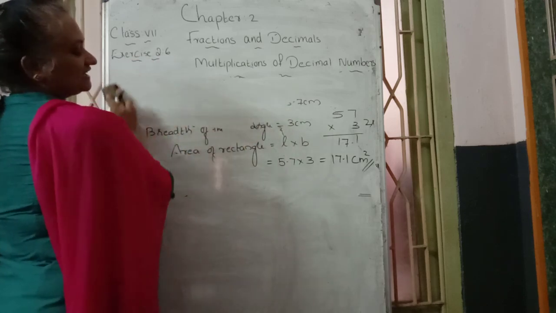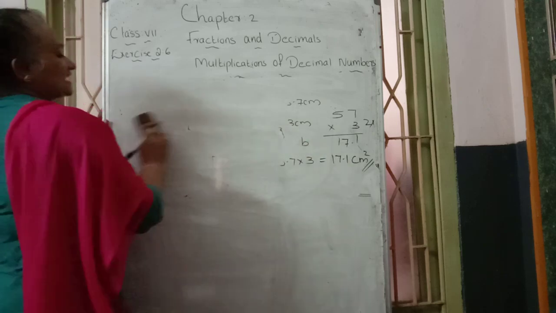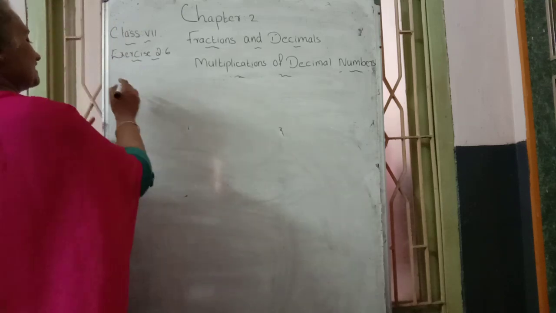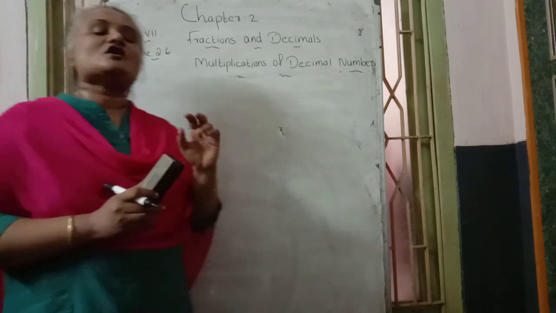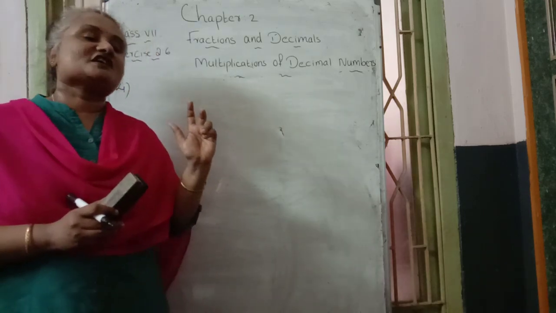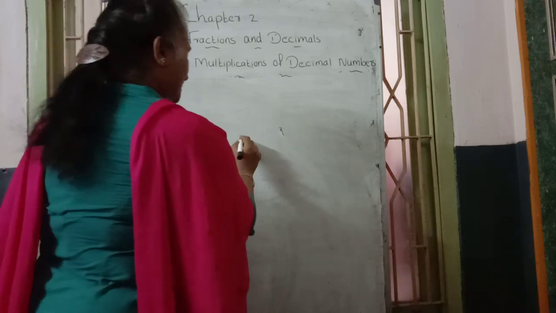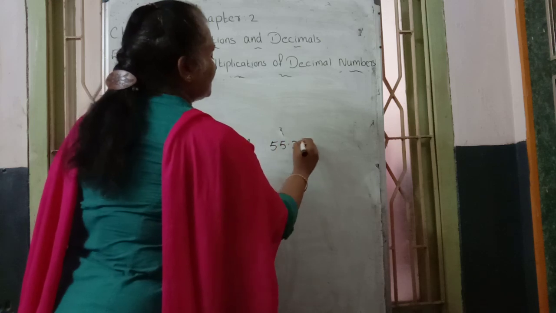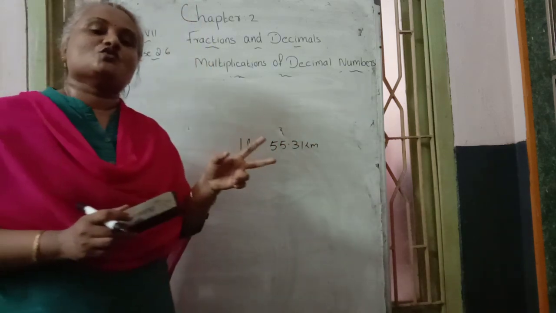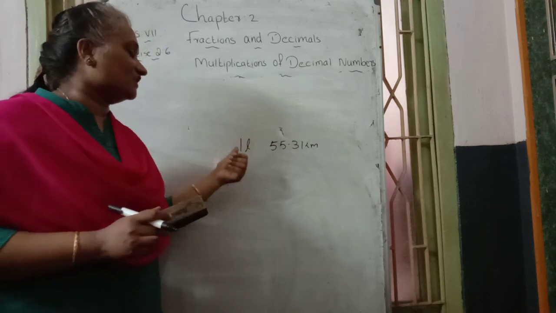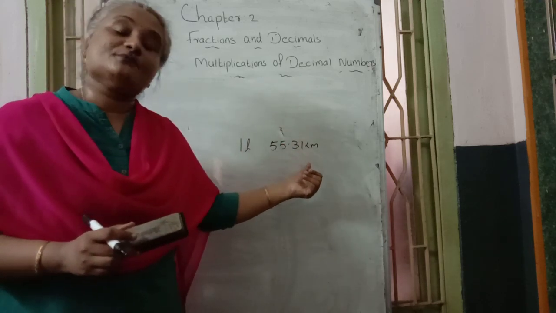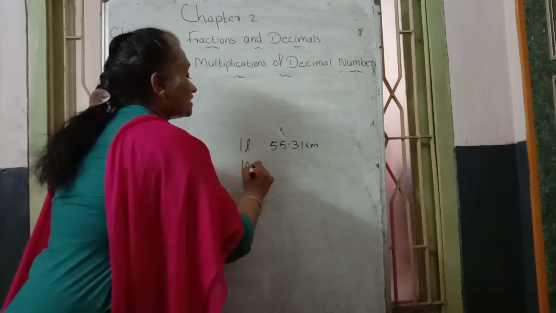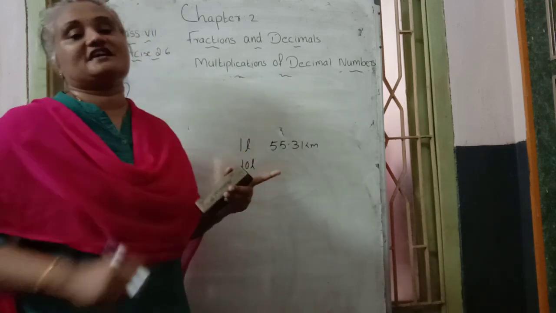I hope you can understand how to find the area of the rectangle when length and breadth are given. Next, the fourth question. They are telling about a two-wheeler. Within 1 liter of petrol, it can cover 55.3 kilometer. The question asks: within 10 liter of petrol, how much kilometer can it cover? That is the meaning of the question.